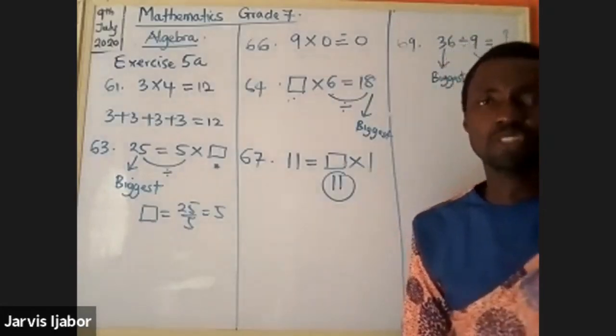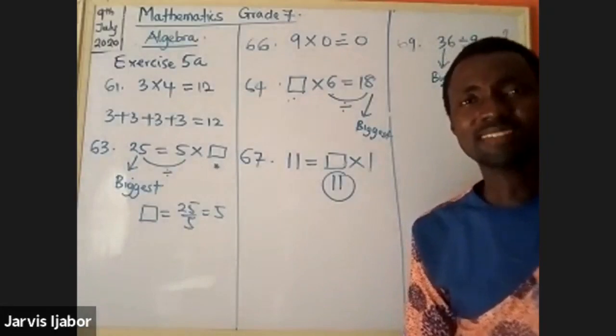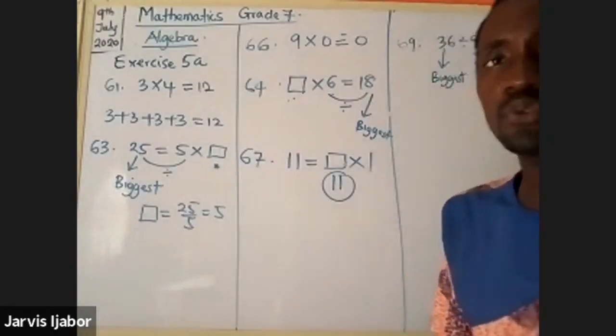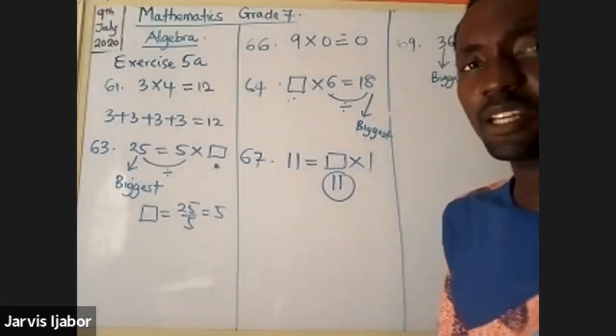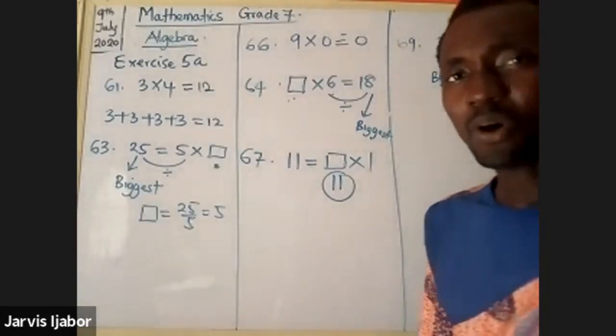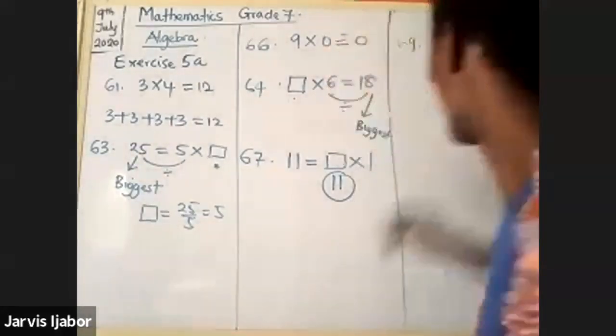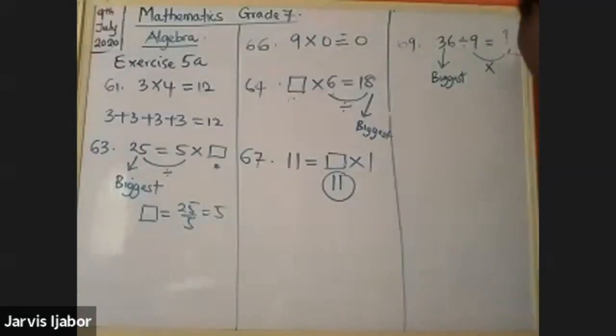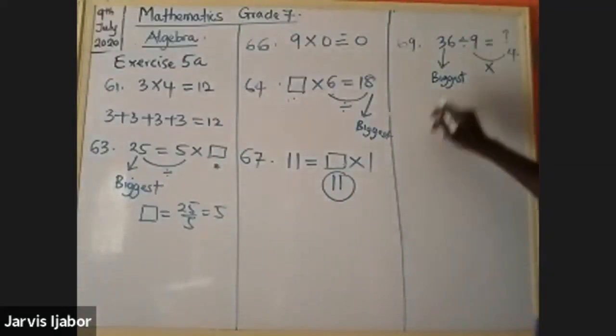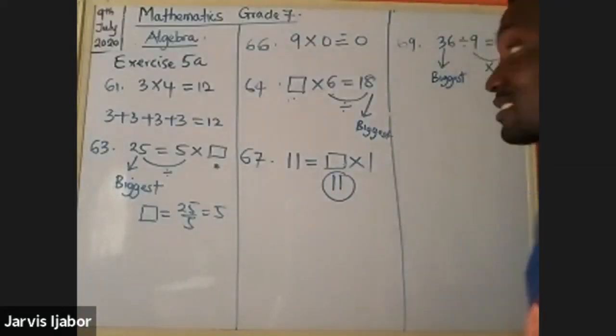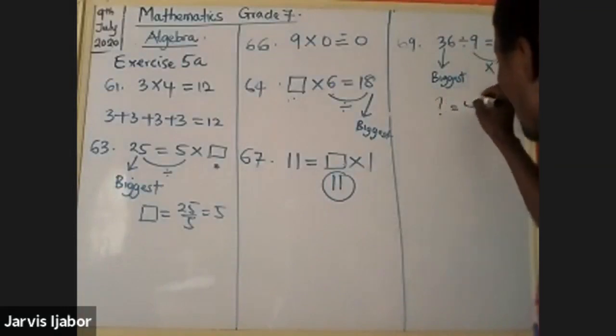So I read my 9 multiples. 9 times 1, 9 times 2, 18 times 3, 27 times 4, 36. So the 4th multiple of 9 is what I need to be able to get 36. So that number I'm thinking of is what? 4.